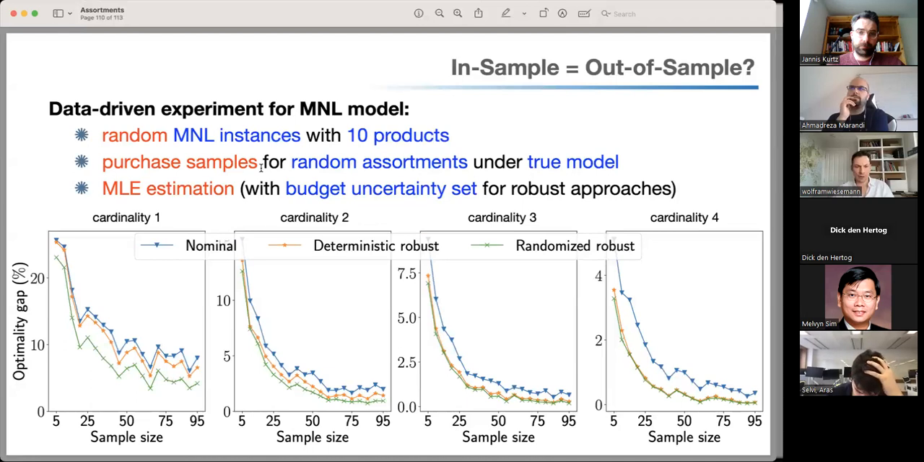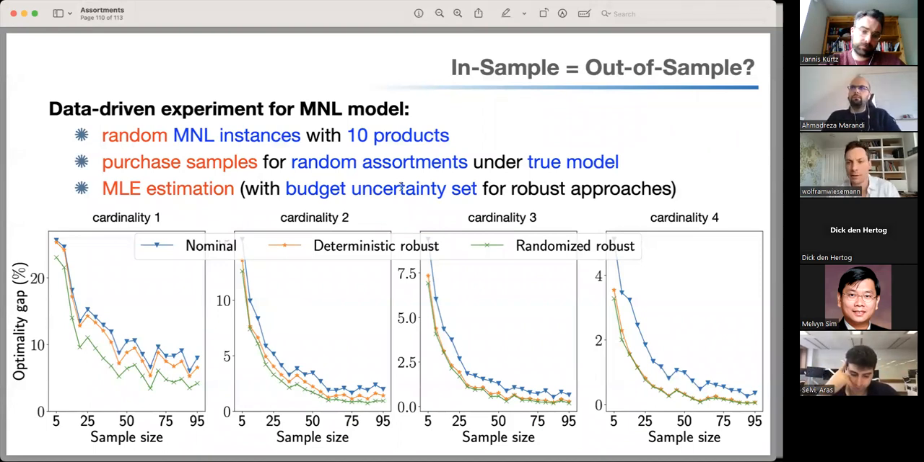That gave us different assortments, and we could then compare the performance of those assortments under the true MNL model against a clairvoyant model that knows exactly the right customer choice model. And we can then record the optimality gaps of those three approaches.